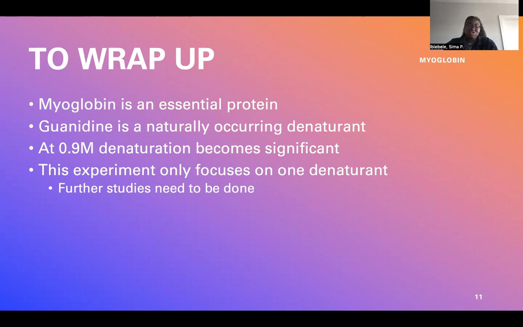This experiment is just the first step in analyzing the denaturation of myoglobin. There are other agents that can also affect myoglobin. Future experiments could look into the effect of other natural denaturants or even temperature on the structure of myoglobin.